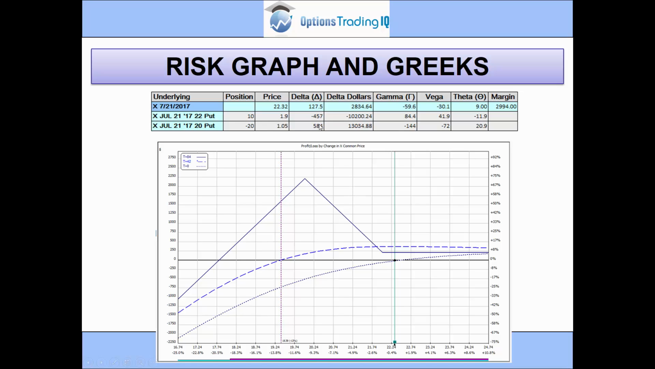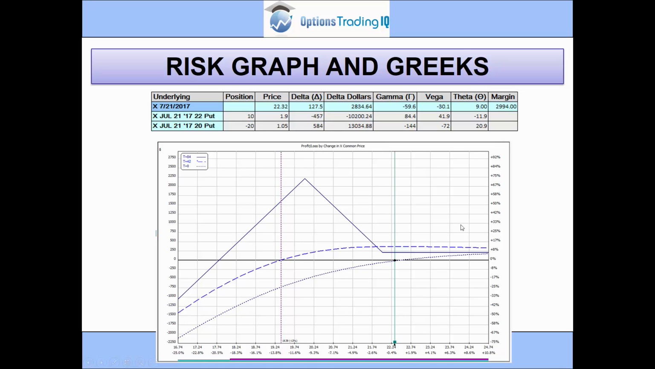Looking at the Greeks, we've got positive delta, 127. So while it is kind of a neutral trade, it does start off with positive delta. But if we look at delta dollars, it's pretty minimal, only 2,800. So it's not a huge exposure. We're short Vega, we're long Theta, and the margin you can see there is 2,994 for this trade.